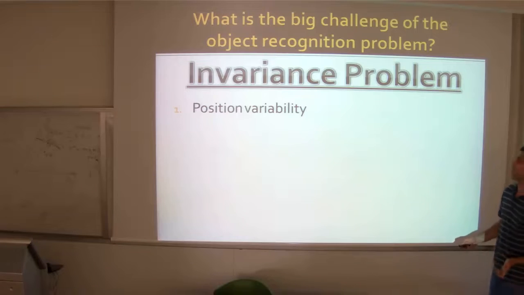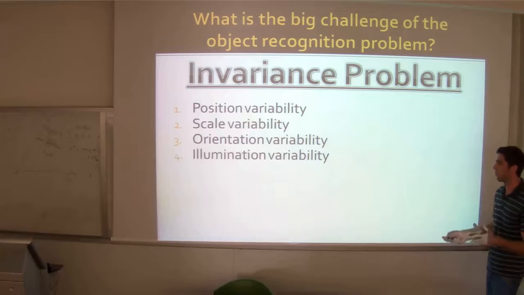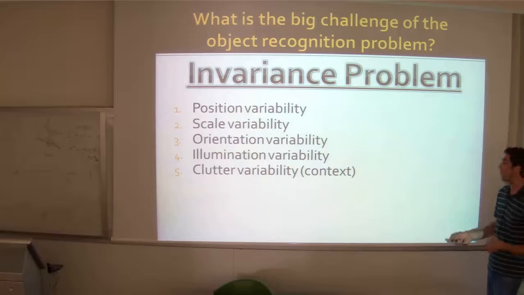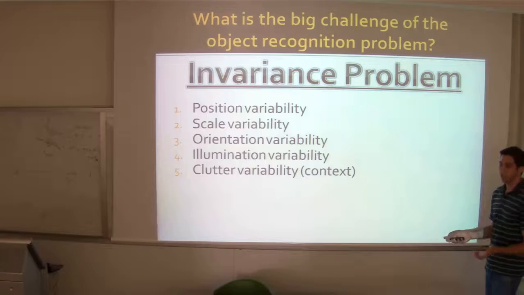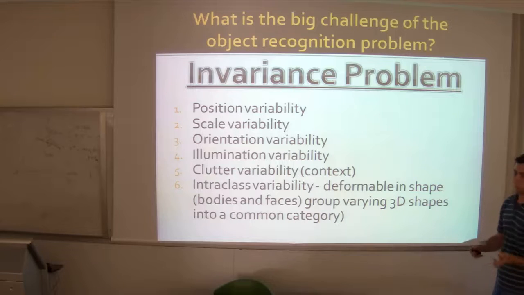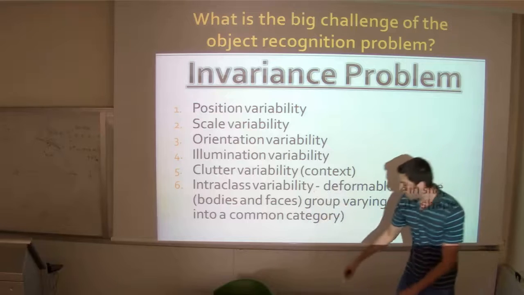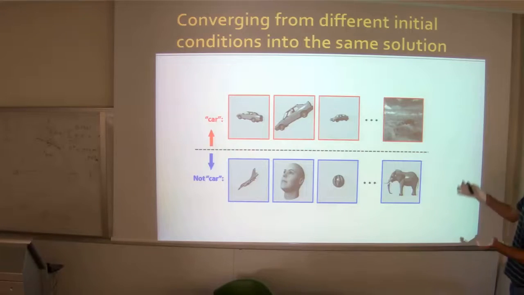So there are lots of invariances: position, scale, orientation, illumination, and even context. The same objects could appear in different contexts. The big question is, how does the system solve it? There's also a categorization problem, where you say this is a marker, but also this one is a marker, despite being different. But I won't address this question right now.